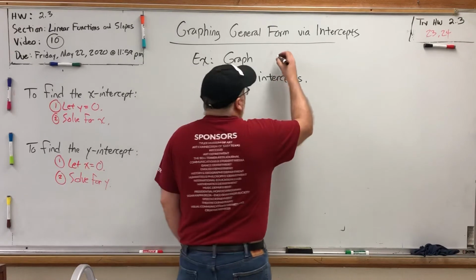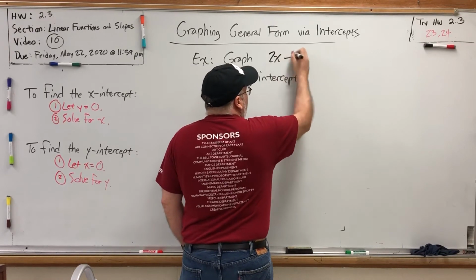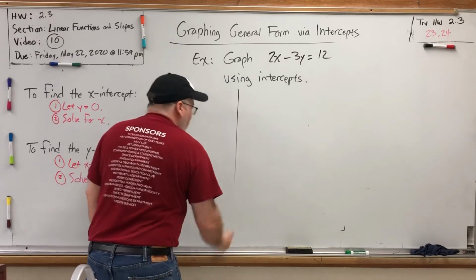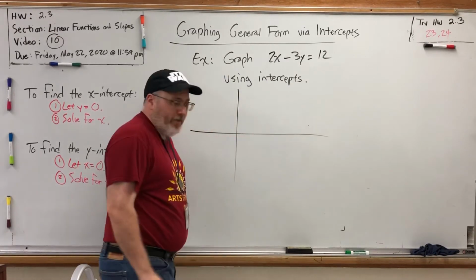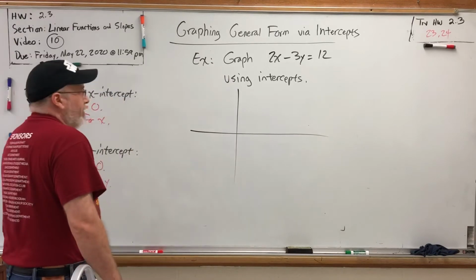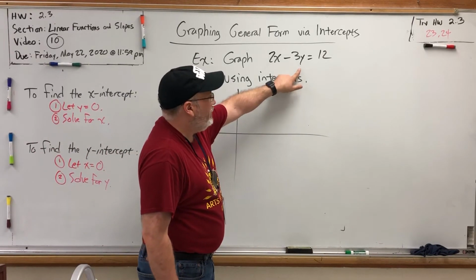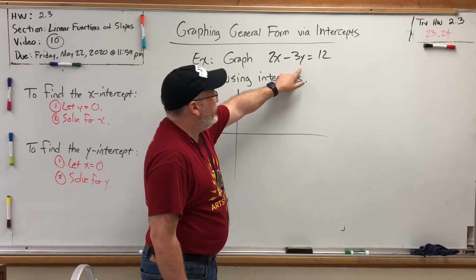Let's try graphing this one. Let's graph 2x minus 3y equals 12 using intercepts. But I want to show you how to do what I call the cover and think method. To find the x-intercept, we let y equal 0. But if we let y equal 0, this term will vanish. So let's just cover it up.